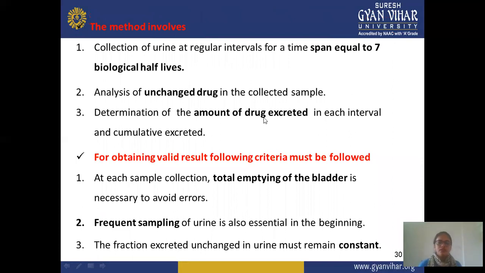The methods involved in this are collection of urine at regular intervals over a time span equal to 7 biological half-lives. You are taking a sample in a particular biological half-life or in an equal span. Analysis of unchanged drug in the collected sample. Determination of the amount of drug excreted in each interval and cumulative excreted. To obtain valid results the following criteria must be followed. At each sample collection, total emptying of the bladder is necessary to avoid error. Frequent sampling of urine is also essential in the beginning, and the pH and change in the urine must remain constant.